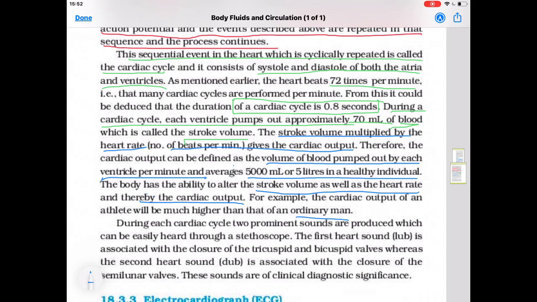The first heart sound, known as lub, is associated with the closure of the tricuspid and bicuspid valves. When the bicuspid and tricuspid valves close, one sound is produced that is known as lub, whereas the second heart sound, known as dub, is associated with the closure of the semilunar valves. So the second sound is produced when the semilunar valves close. These sounds are of clinical diagnostic significance.